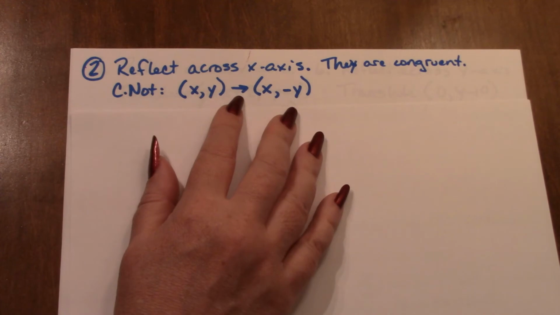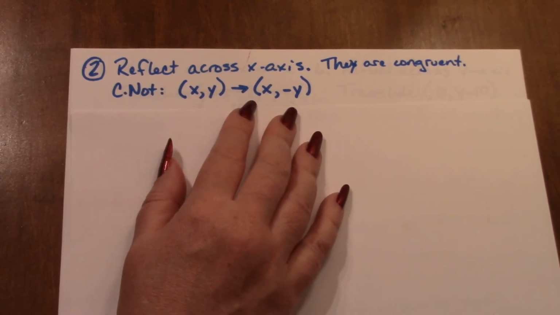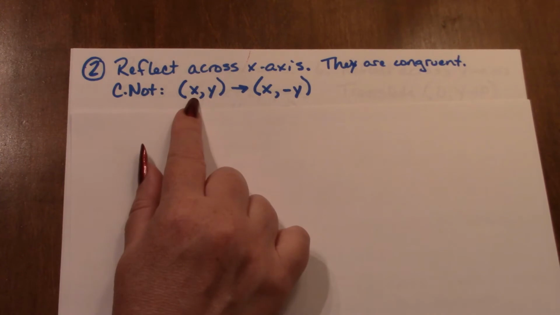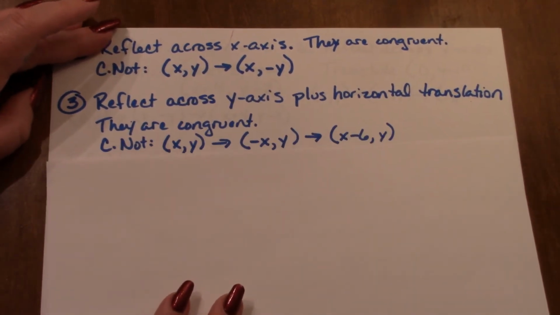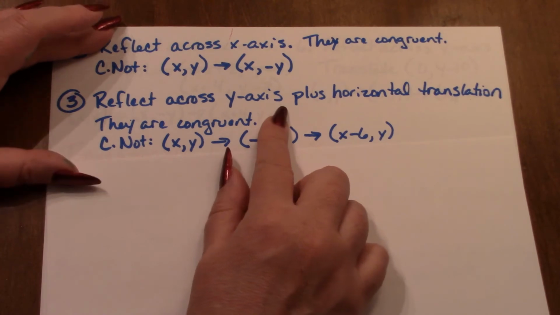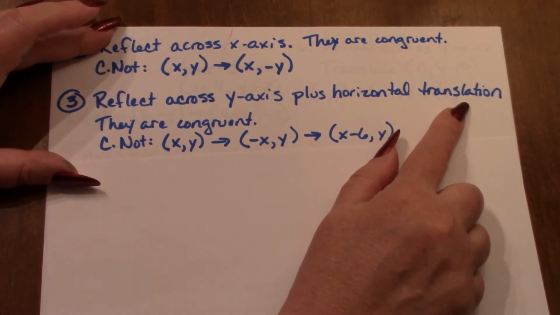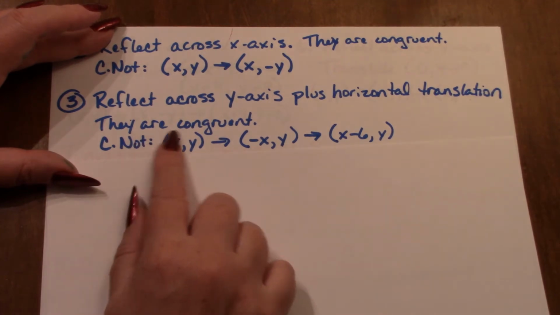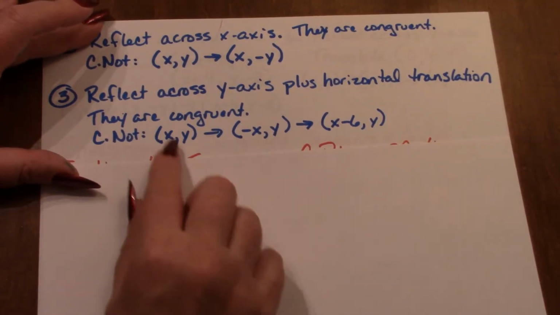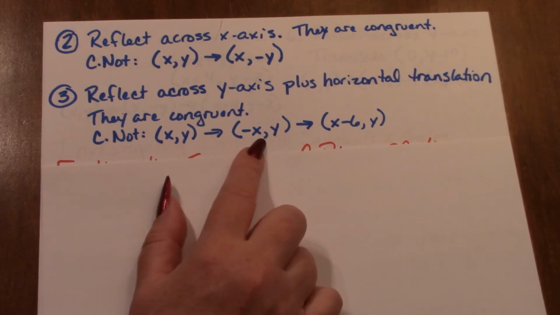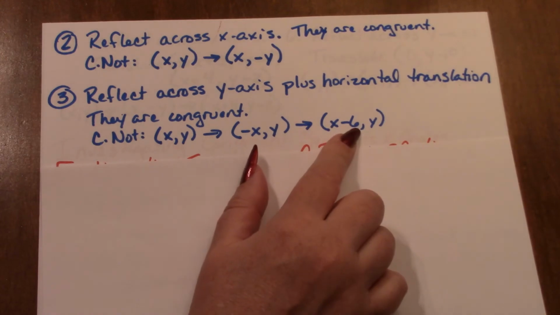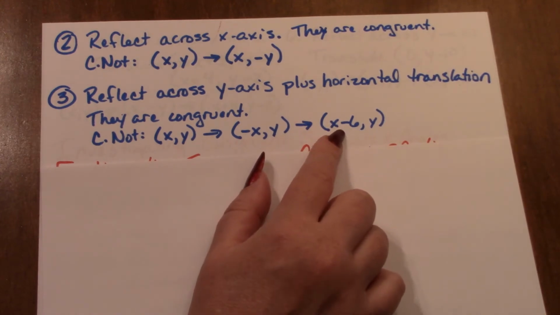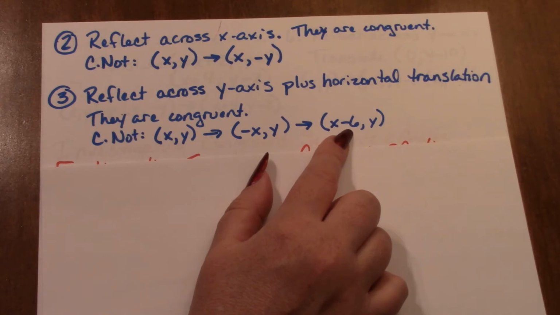Number 2 is a straight reflection across the x-axis. Therefore, they are congruent. Our coordinate notation is xy gives us x, negative y. And for number 3, that's a reflection across the y-axis plus then a horizontal translation. And because of both of these things, they are congruent. Our coordinate notation starts with xy, goes to negative xy, which is the reflection, and then we move it over 6. So it's 6 minus x, y.